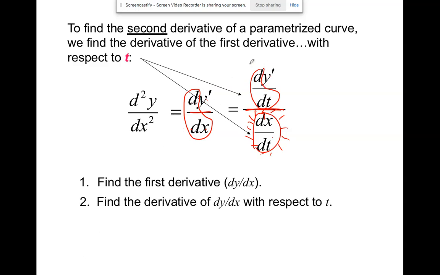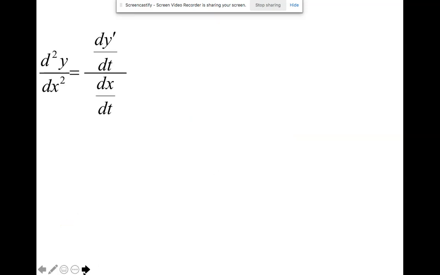Then you're going to find this is really the second derivative of y, the derivative of y prime, but with respect to t. But then you're going to have to remember to divide by dx dt. This is the step kids often forget.